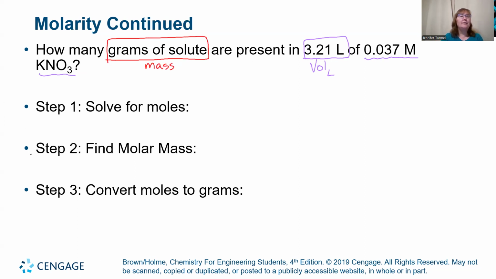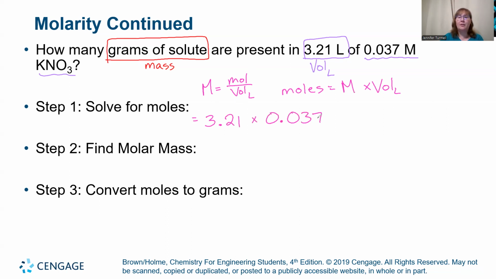Beginning here, let's start with solving for moles. When we're working this out, remember that molarity is equal to moles per liter, or per volume in liters, which means that our moles are equal to the molarity times our volume in liters. And so in this case, our moles equal 3.21 liters times 0.037 molar.